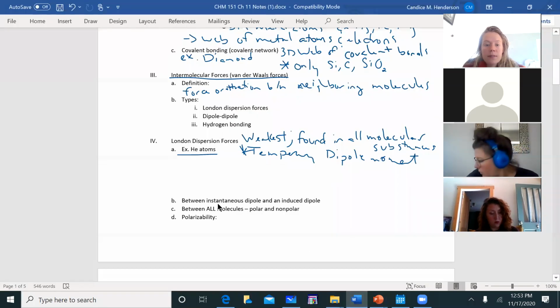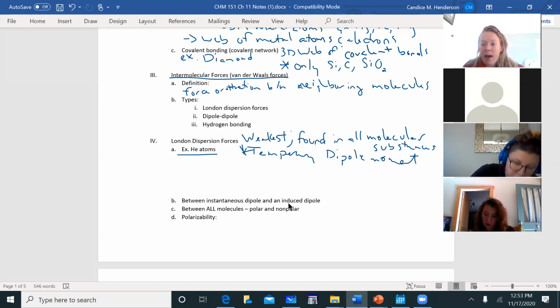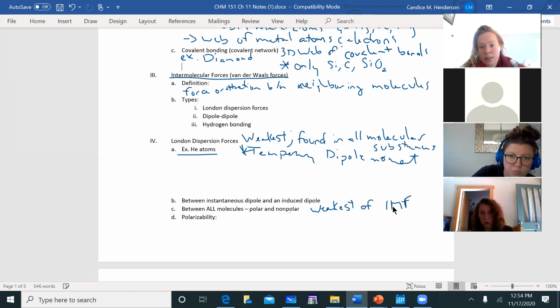So down here, we have between instantaneous dipoles or induced dipoles. So the molecules have created an instantaneous asymmetry in their charge, and they kind of stick together. You can induce this as well in a lab. You can create a dipole in certain materials. This happens between all molecules, so it doesn't matter if the material is polar or non-polar. They will create a London dispersion. And I think we have it already up at the top, but we can reiterate this is the weakest of the intermolecular forces.